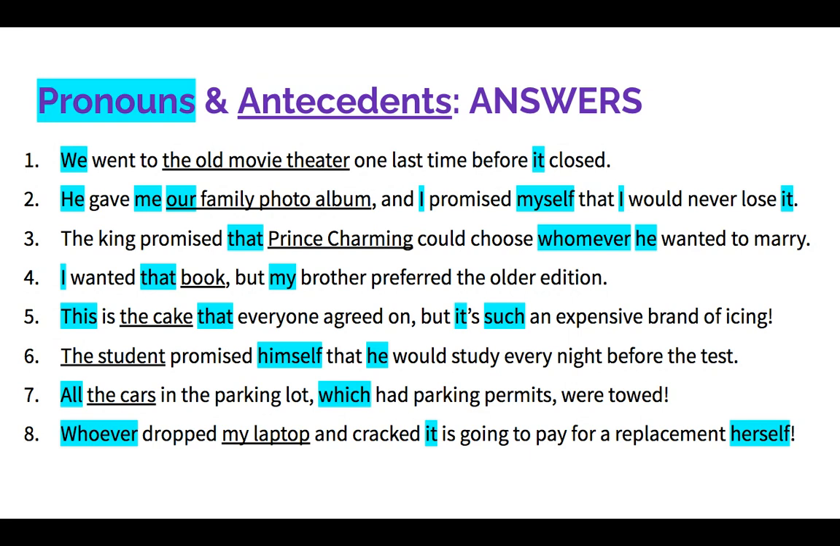Okay, so let's check and see how you did. We went to the old movie theater one last time before it closed. We have a couple pronouns here: the pronoun we, and the pronoun it. So I have highlighted we and it. Now, we does not have an antecedent. It's a subject pronoun and it doesn't need an antecedent. It's the subject of a sentence.